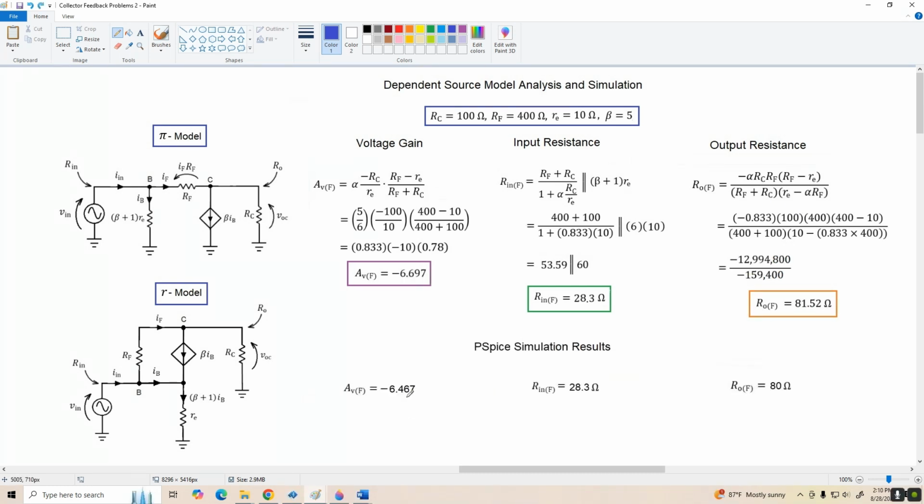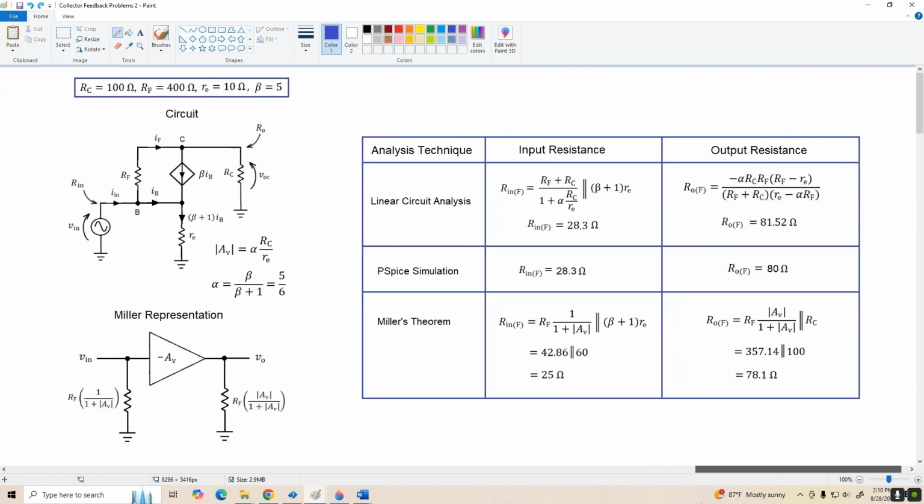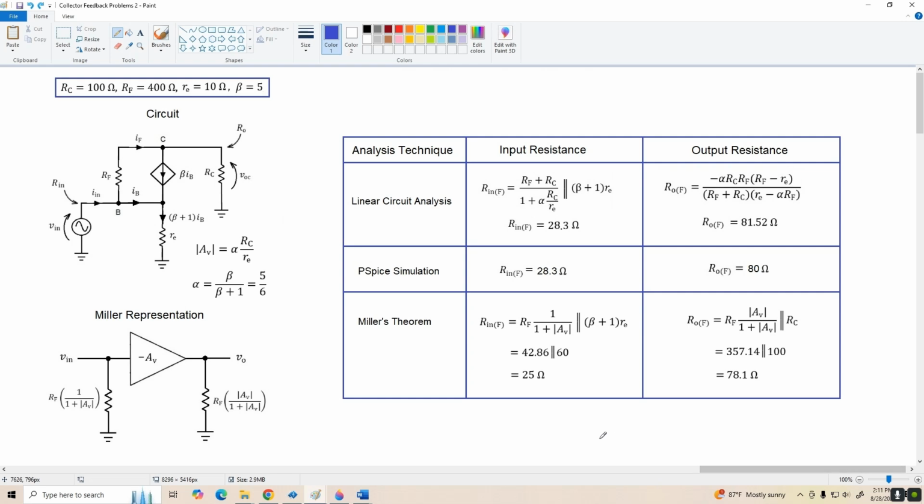Well, it looks like my messy handwriting has magically transformed into nice typeset results. That's because Windows decided to reboot my computer last night, and I lost that handwriting, but that's okay. So we're going to wrap up this video next by comparing the results we've gotten so far with the normal linear circuit analysis techniques, PSpice, and now we're going to apply Miller's theorem and see what it gives us.